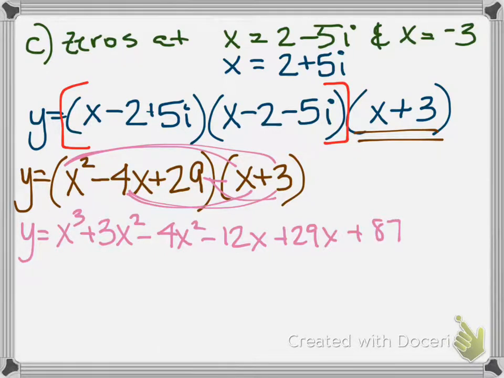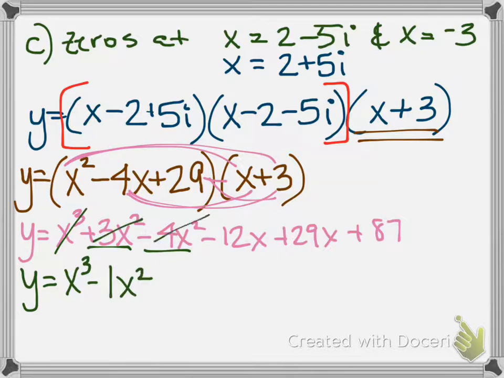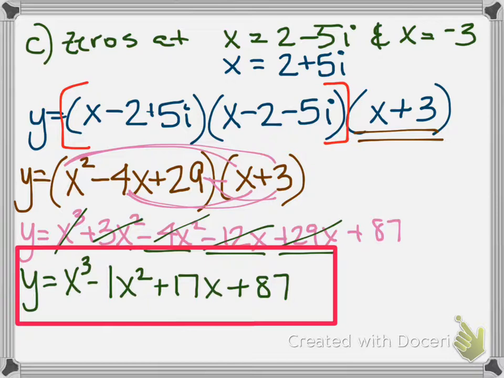Combining our like terms, we have x to the third, which doesn't have anything else like it. 3x squared and negative 4x squared, that's negative 1x squared. Those are done. Negative 12x and positive 29x is a positive 17x, and those are done. And then the plus 87 on the end. And there is the general form of section 2, letter C.